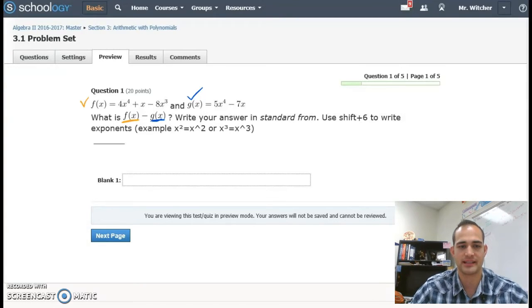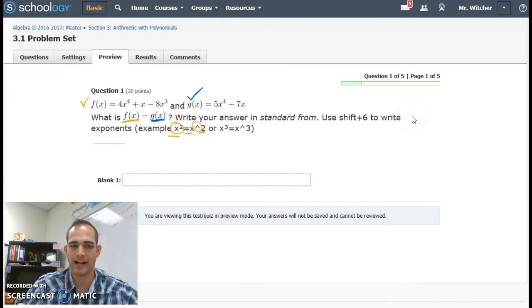So for example, instead of x squared, because it might be difficult for you to do this, it wants you to use x, then you hit shift and 6 and it gives you this caret. You can see that right above the 6 on the 6 key in your Chromebook. And then the number 2, and that will represent the same thing as an x squared.